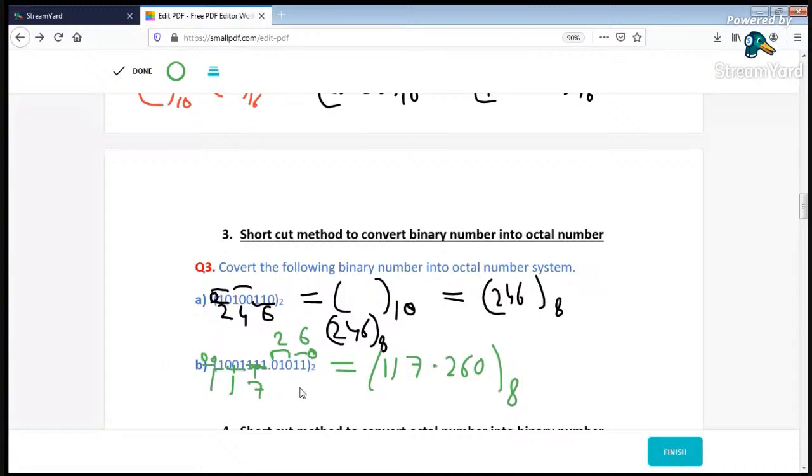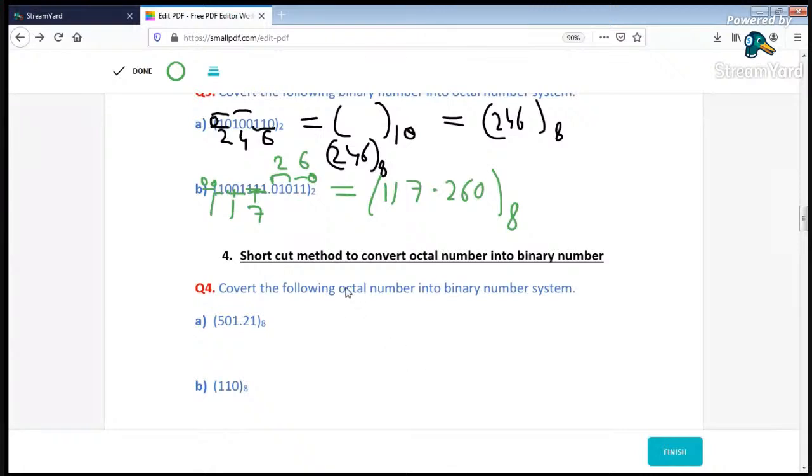If you follow the conventional method, then you will get almost the same answer. Now fourth one, shortcut method to convert octal number into binary. If I am asking to convert octal into binary, using a shortcut method will definitely save your time. If you solve using the conventional method, how do you solve this? Octal to binary. Generally, we convert this octal into decimal, then decimal to binary. But this approach will take much time. So I will tell you how we can solve this problem using a shortcut method.